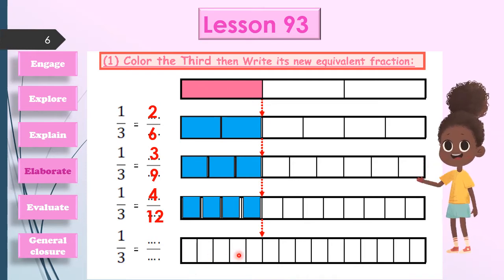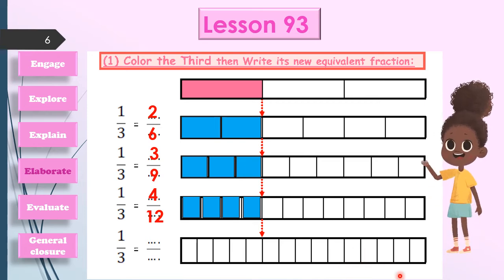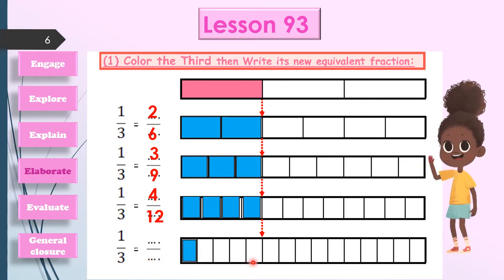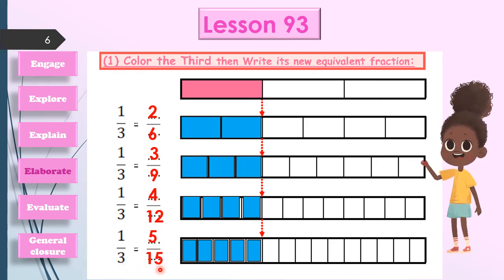Now here we have how many parts? 1, 2, 3, 4, 5, 6, 7, 8, 9, 10, 11, 12, 13, 14, 15. 15 equal parts. Then write down in the denominator 15. And I will color how many parts out of 15? Then I will reach here at a third, 1, 2, 3, 4, 5 parts out of 15. It will be 15 in the denominator and 5 in the numerator. It will be a third equals 5 fifteenths. Then a third equals 2 sixths, 3 ninths, 4 twelfths, 5 fifteenths.